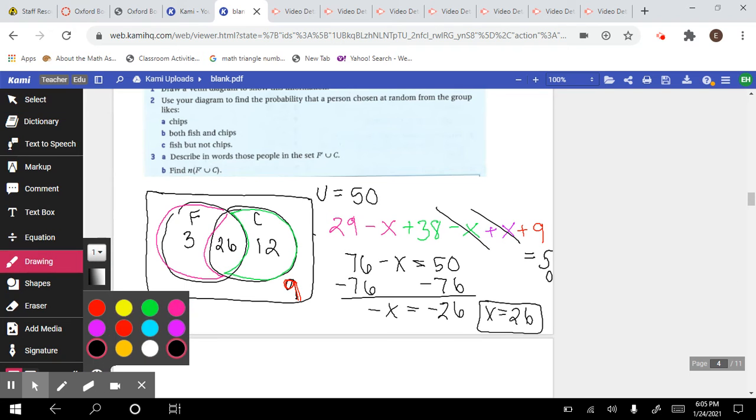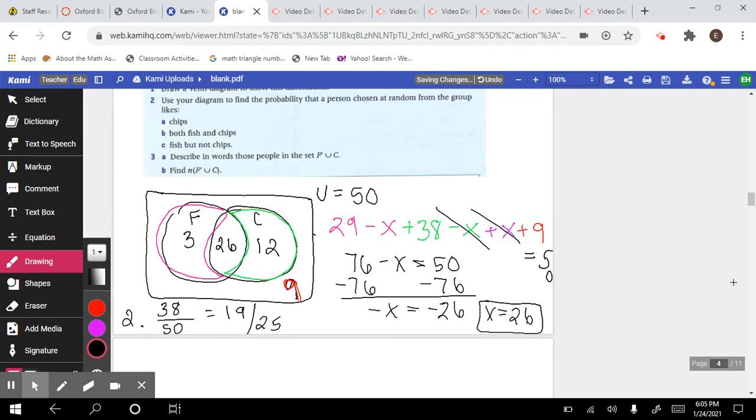Okay, so let's do that now. Use your diagram to find the probability that a person chosen at random from the group likes chips. That one we could have done without doing this. So that would be 38 out of 50. And you always want to go ahead and simplify, so that would be 19 over 25.